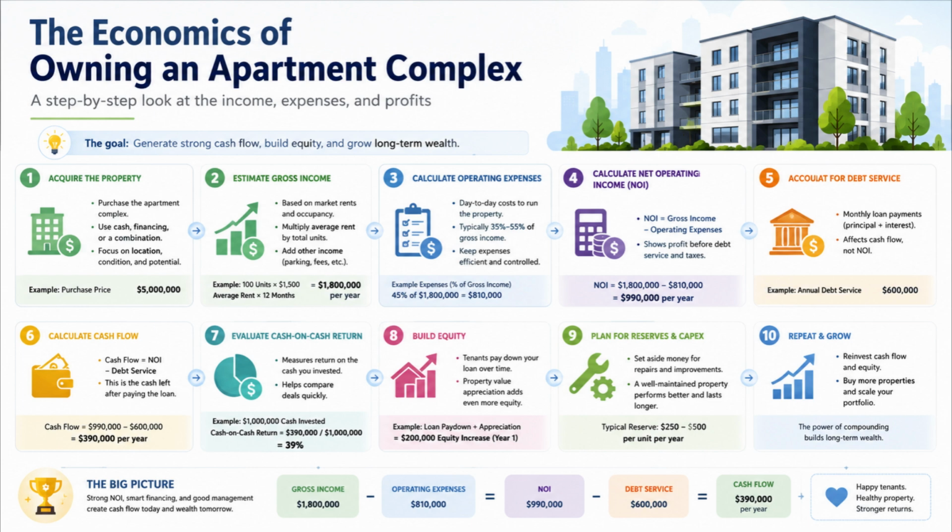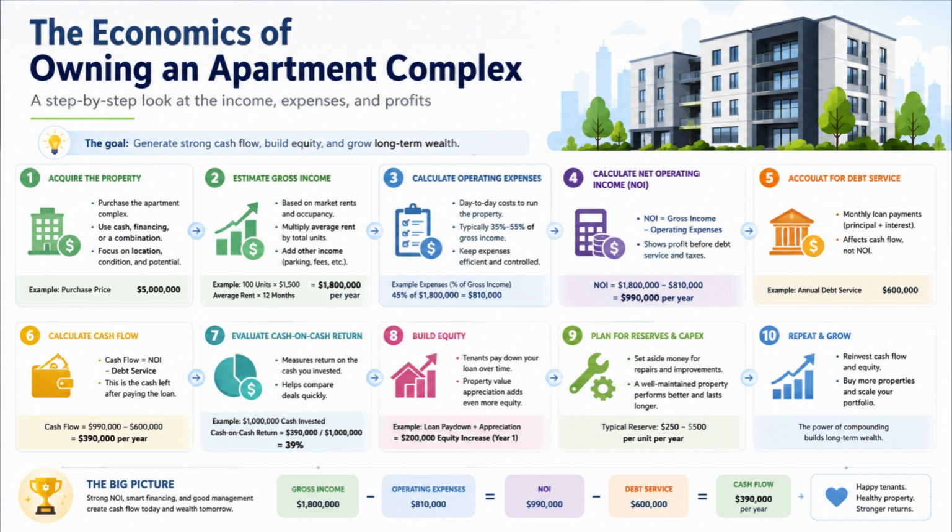Then, the owner evaluates the cash-on-cash return. This measures how much cash return the investor receives compared with the actual cash invested. If the investor put $1 million of cash into the deal and the annual cash flow is $390,000, then the cash-on-cash return is 39%. This helps investors compare the apartment complex with other investment opportunities.